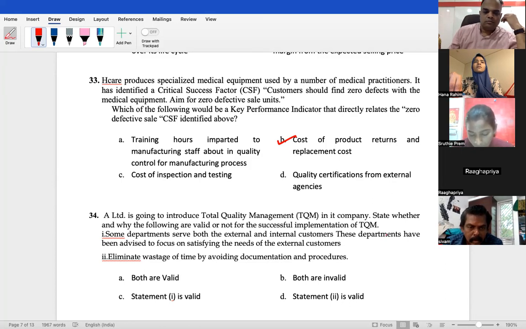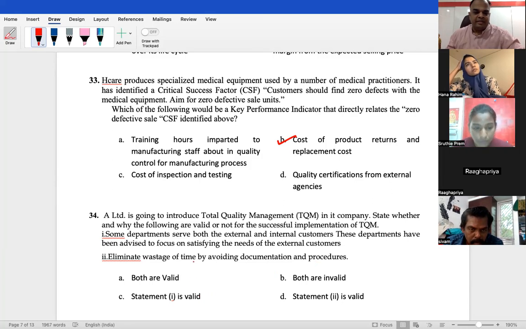Option A, both are valid. B, both are invalid. C, statement 1 is valid. Option D, statement 2 is valid. So eliminating wastage by avoiding documentation is not correct. The department has to be advised to focus on satisfying the external customers only. So both the statements are not correct.